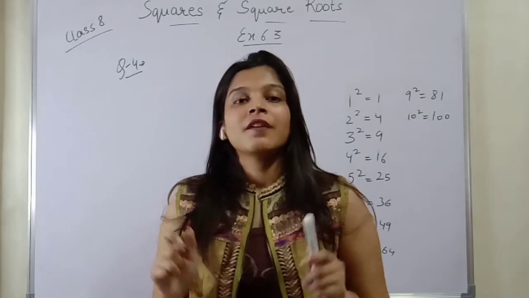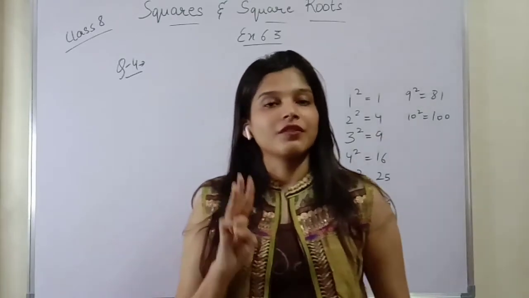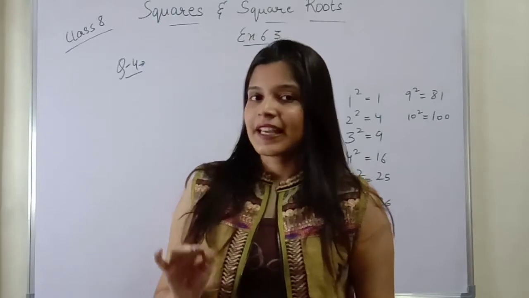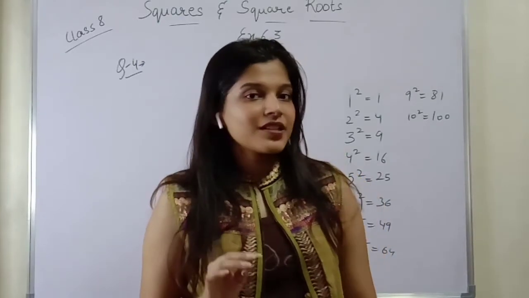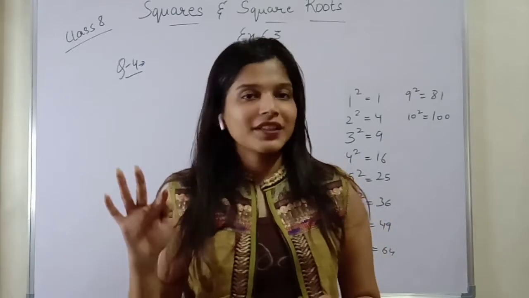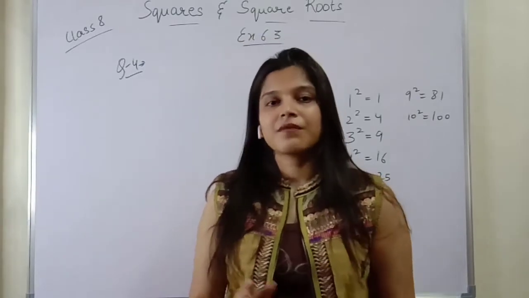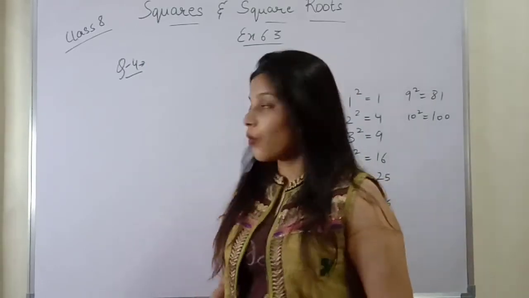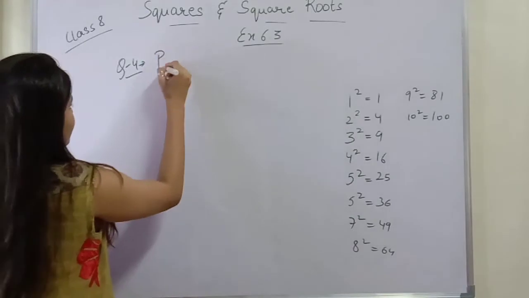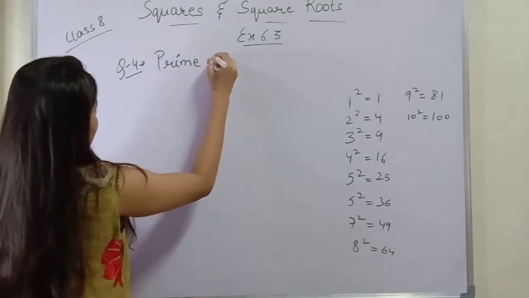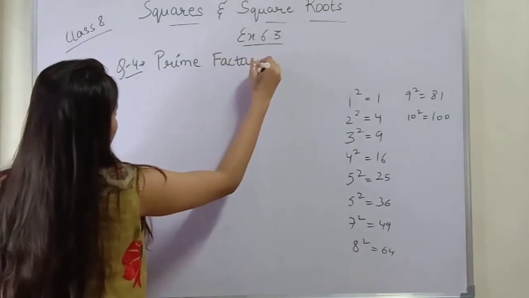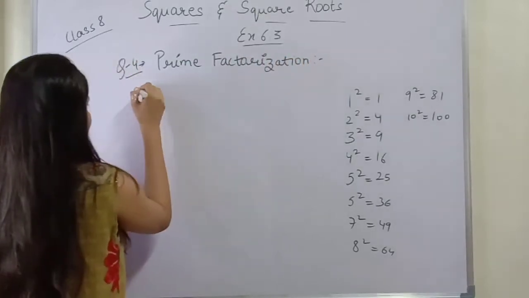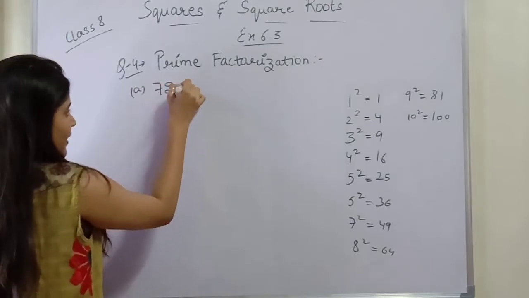If you remember, we have done 3 methods of finding the square root. The first one was repeated subtraction, the second method was prime factorization, and the third method was long division method. Now in this question we have to find the square root by prime factorization. The first part is 729.